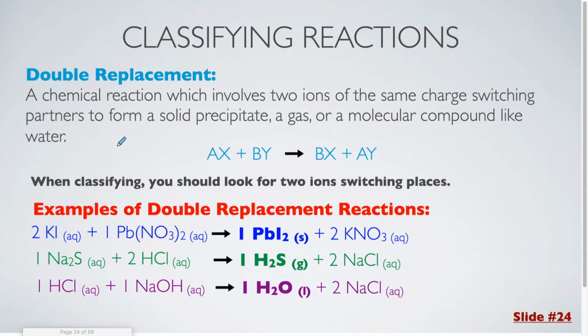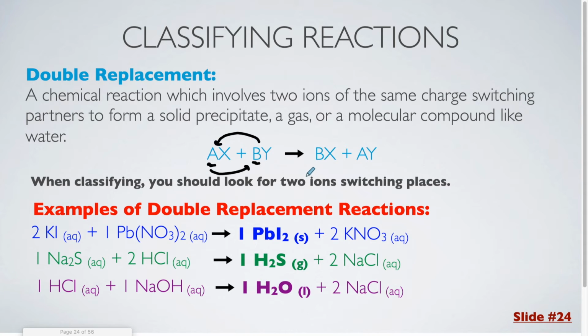A double replacement is somewhat similar. This is a chemical reaction which involves two ions of the same charge switching partners to form a solid precipitate, a gas, or a molecular compound like water. Now in the previous example, we had an element by itself which would switch into a compound. Here we have two compounds, and then the positive ions are going to switch places with one another. So that's the primary difference.